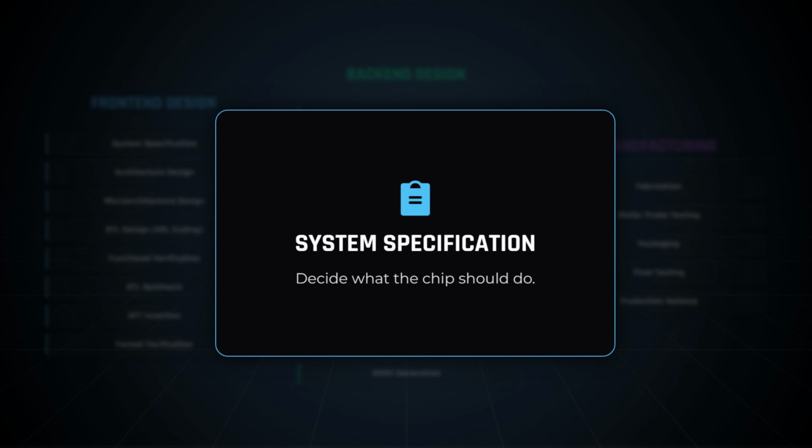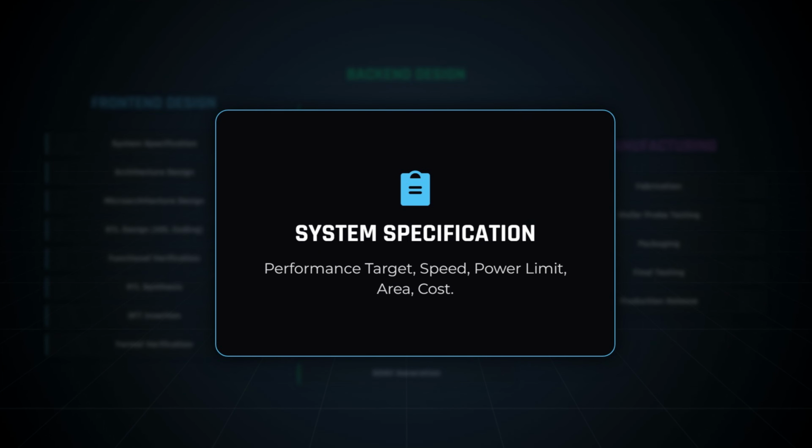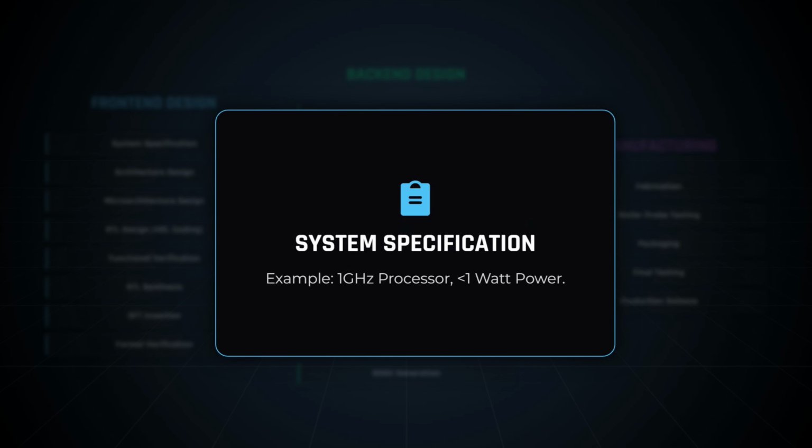1. System specification. This is where everything starts. We decide what the chip should do: performance target, speed, power limit, area constraint, cost. Example: design a processor that runs at 1 GHz and consumes less than 1 watt. This is just planning, no design yet.